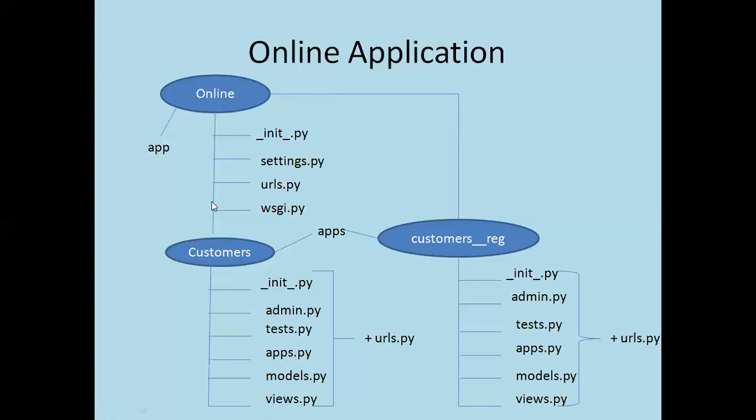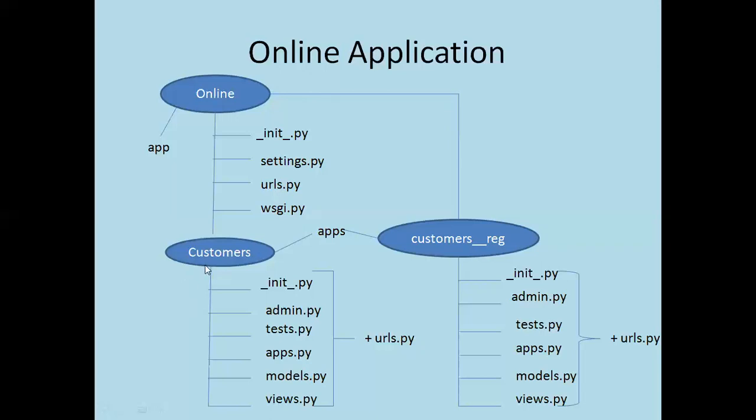And as explained already earlier, under the online application, there should be another app known as online, the same name as the application name that you have. Under that, we will have four files: init, settings, urls, and wsgi. But most of the time we make changes only in these two files, settings and urls.